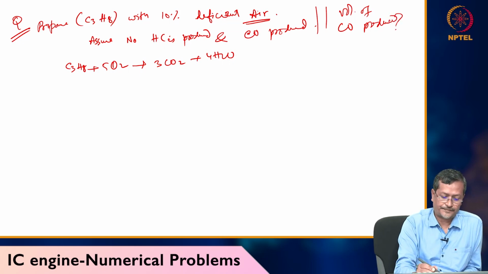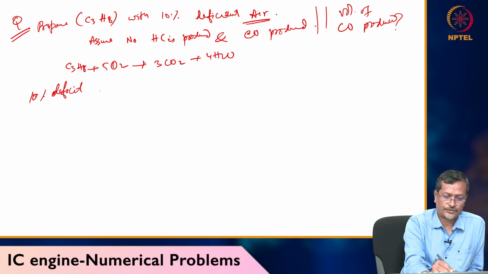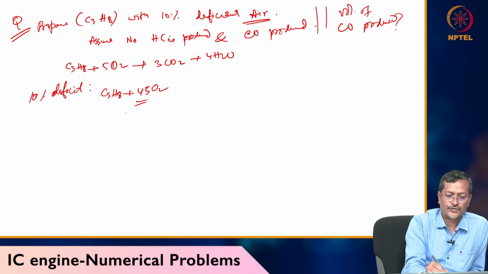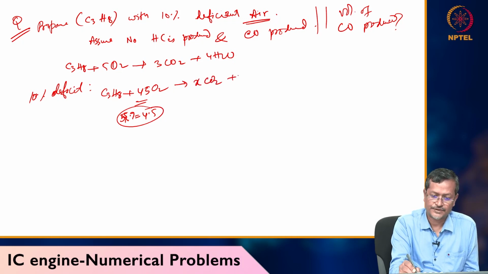Now, 10% deficit. So the equation will be like this: C3H8 plus 4.5 O2. Why 4.5 O2? Because 5 moles of oxygen are required, but you actually have 0.9 of that, so it is coming 4.5. This gives X amount of CO2 plus Y H2O plus Z CO.